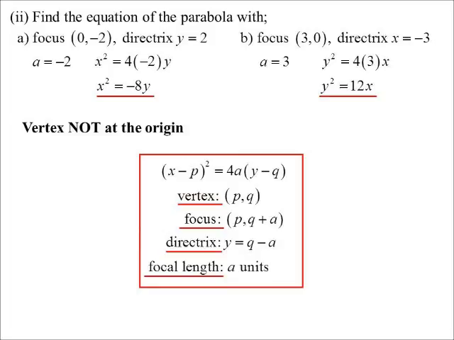a is still going to be the focal length. That hasn't changed. We haven't changed the shape of the parabola. All we've done is moved it. So the focal length will be the same. So let's try one of those. The vertex is 3, 1. The focal length is 2 units. Okay, there we go. x minus 3 all squared is equal to 4 times 2 times y minus 1.